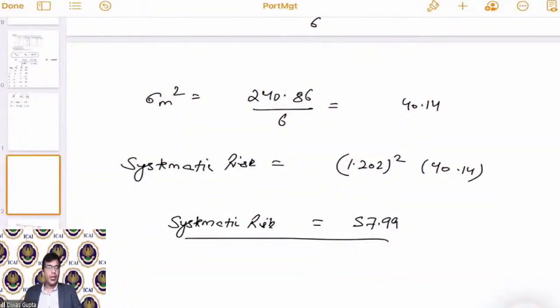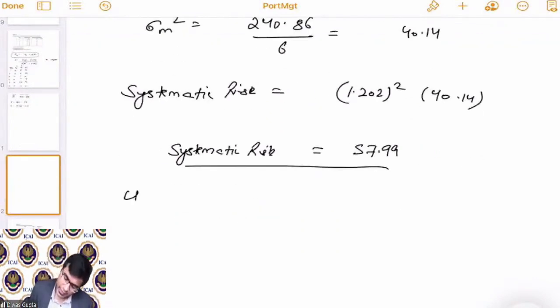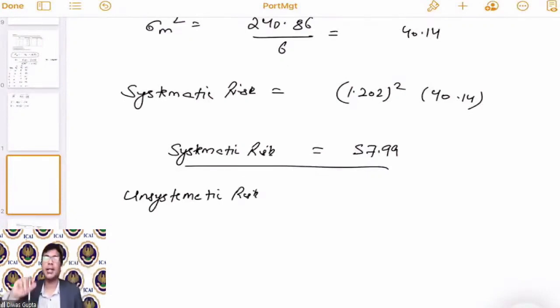Okay, students. So this is what the systematic risk is. Total risk we have already calculated. So the unsystematic risk will be. Students, please note while calculating the systematic, unsystematic, and total risk through this equation, always do all the operations on variance first. And then finally, once the answer comes, then take a square root. Okay. Don't do operations on the square rooted figure already.